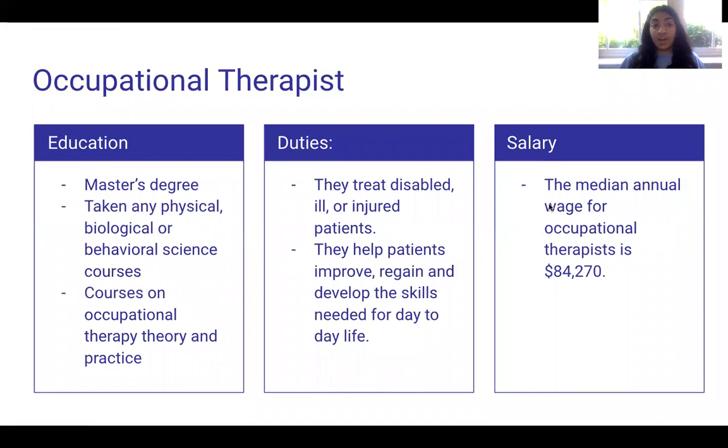Now, occupational therapists. Their education is usually a master's degree. They should have taken physical, biological, and behavioral science courses, and a few courses on occupational therapy theory and practice are recommended. The duties an occupational therapist does are they treat disabled, ill, or injured patients. They help patients improve, regain, and develop the skills needed for day-to-day life. Their salary is around $84,270.